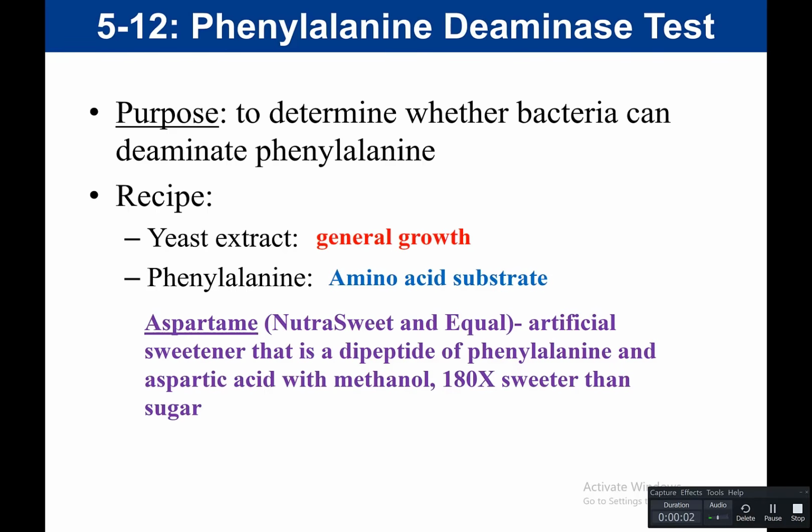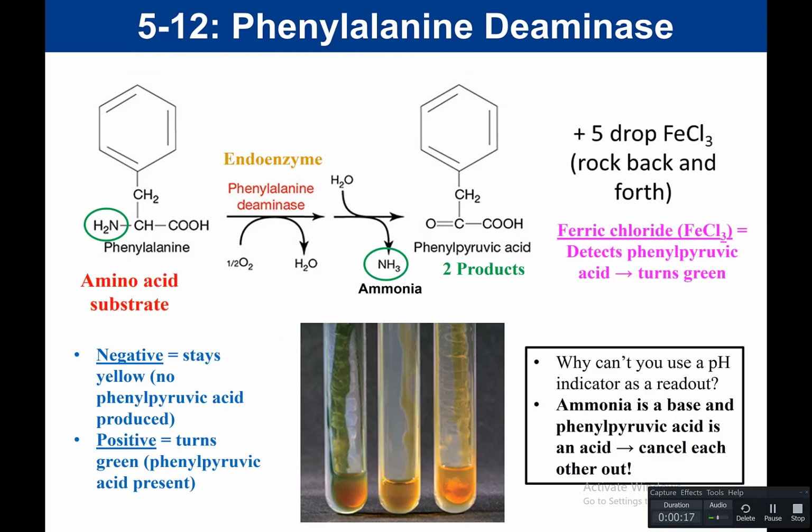So in this experiment, you would want to know that the name of the media is a phenylalanine slant. And the phenylalanine slant obviously contains phenylalanine because it's the amino acid substrate. For this slide, you want to know your biochemical sheet. Your substrate is going to be phenylalanine, and that phenylalanine is an amino acid. You want to know that the name of the enzyme is called phenylalanine deaminase, and that phenylalanine deaminase is an endoenzyme. And you want to know the products.